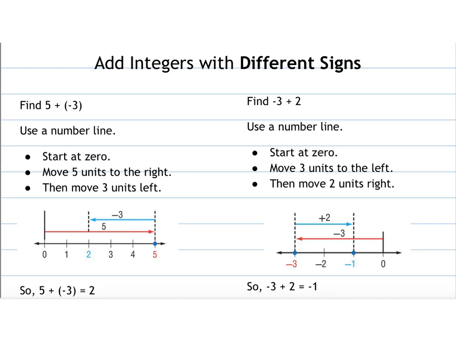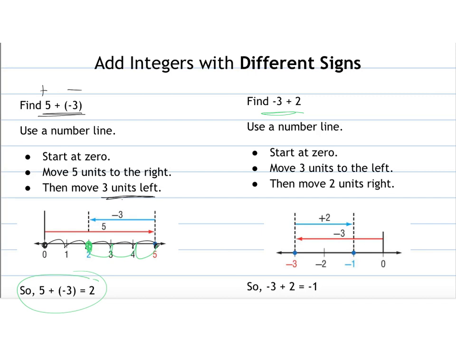Adding integers with different signs. This is where it gets a little bit more tricky. So if we have 5 plus -3, we can use a number line. So we start at 0. We go 1, 2, 3, 4, 5. So we'll get to 5 because we go 5 to the right because it's positive. And then we go 3 units to the left because it's negative. So then I go back 1, 2, 3, and we end up at 2. So 5 plus -3 is 2.